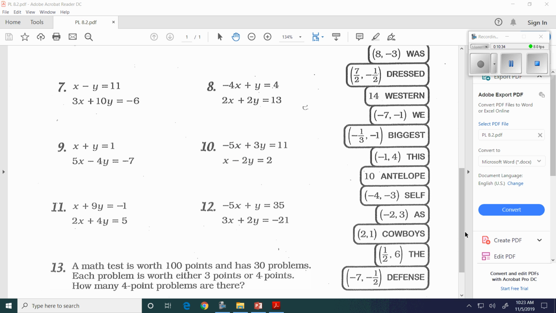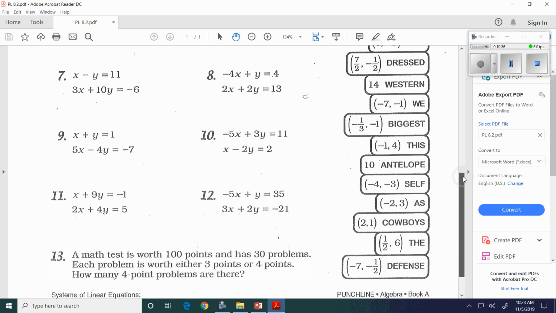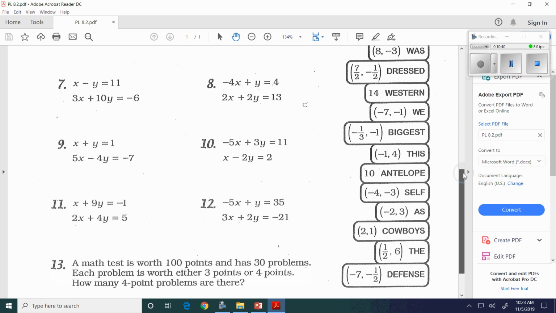I'm going to move down here to, I don't know, let's try number 10. On number 10, again, we don't have a variable by itself, but we do have one with a coefficient of 1 in front of it. So we're going to get this x by itself. To get the x by itself, we have to move the negative 2y to the other side. So we're going to add 2y. That eliminates this. So we have x equals 2 plus 2y.